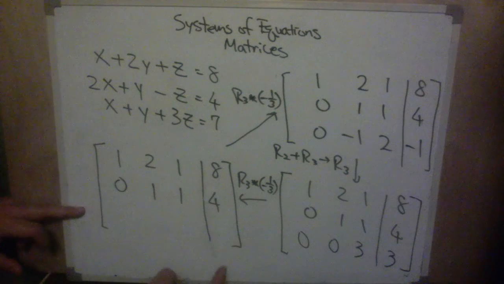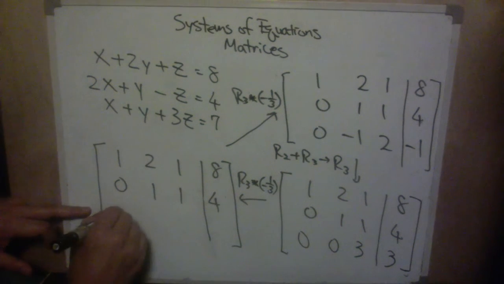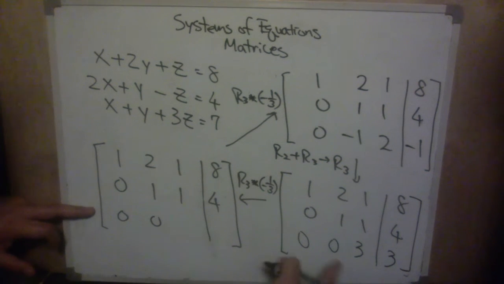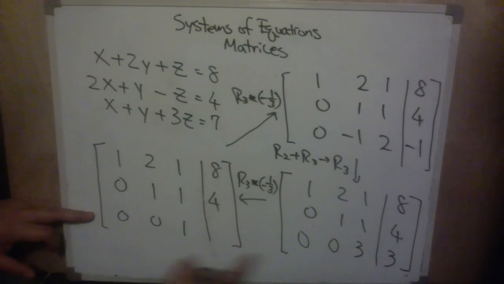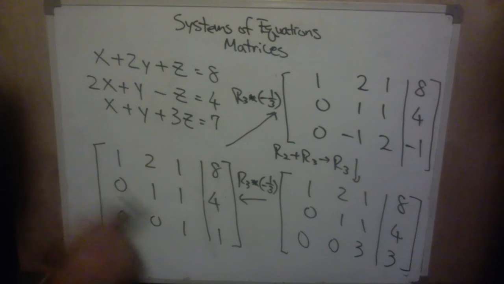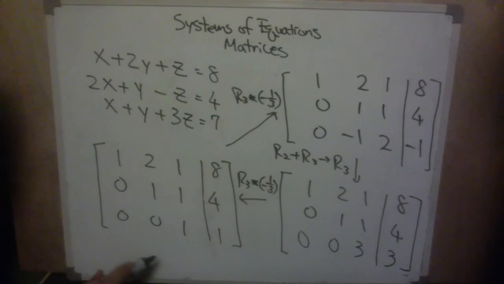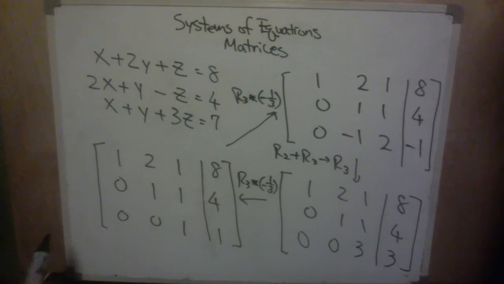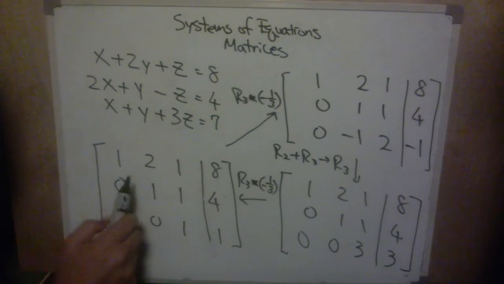So 0 times negative 1/3, that's 0. 0 times negative 1/3, that's 0. 3 times negative 1/3, that's 1. And 3 times negative 1/3, that's 1. So that's good. We got 1s all in the diagonal positions, and we got 0s underneath them. So we're well on our way to finding our solution, but now we want to make these top numbers all equal to 0.